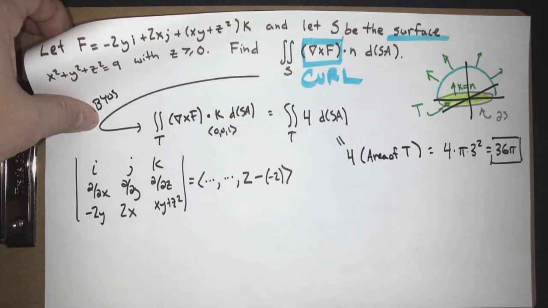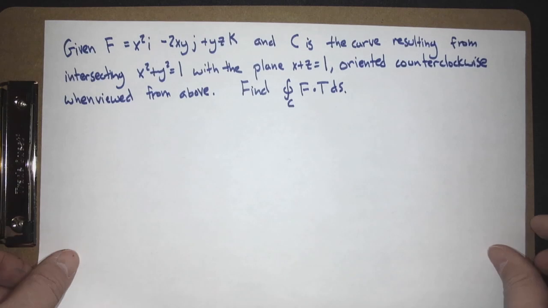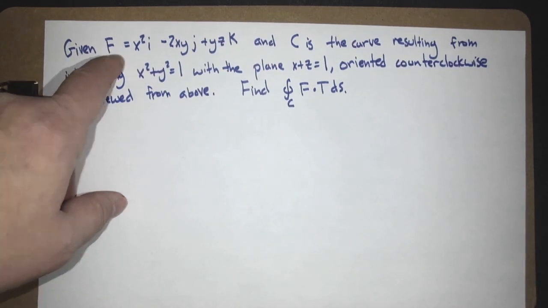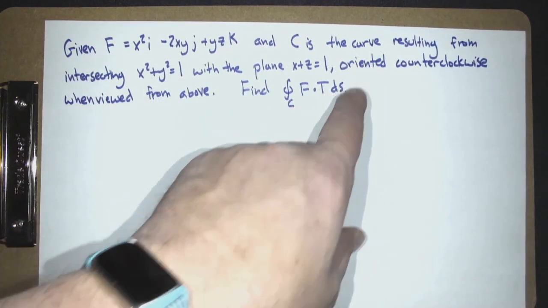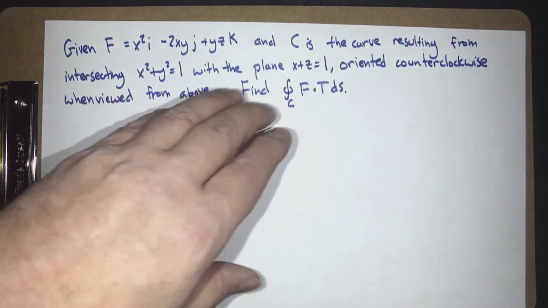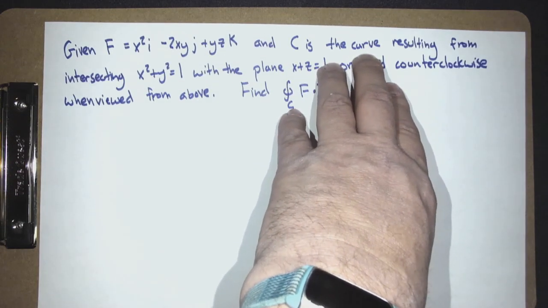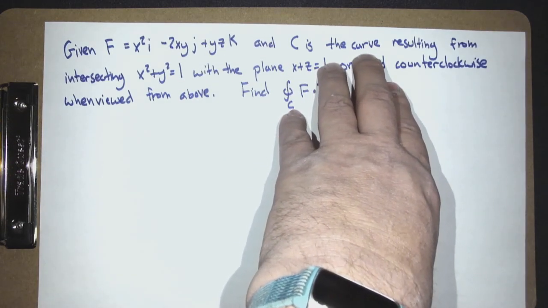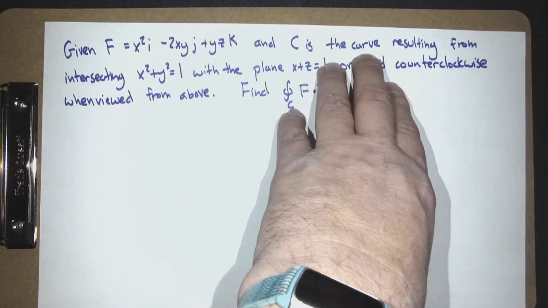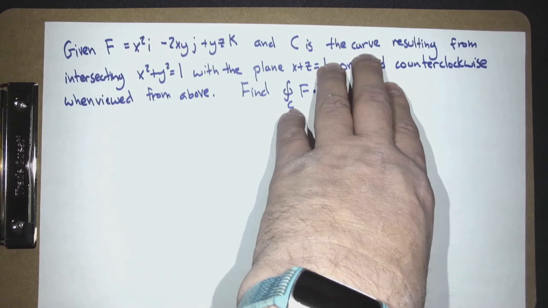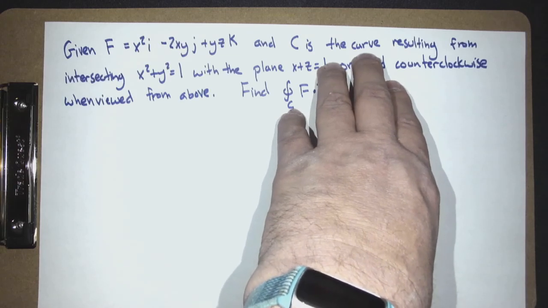So for the next one or two, we're not going to do the whole problem because we don't have time, but I just want to say, suppose we see this problem, what do we do? We're given a vector valued function F. We're told C is a curve resulting from intersecting. Now, by the time you hit this phrase, a curve, what do you know it's not? It's not Gauss. Because what does Gauss deal with? Solids and surfaces. So it's probably not Gauss's divergence theorem.